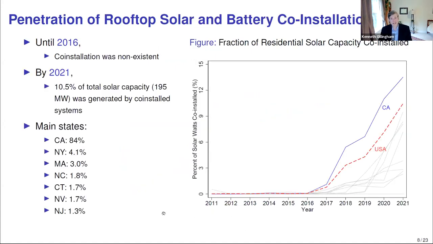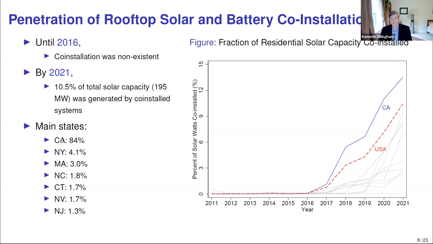You can look at across states too. So as I said, until 2016, this wasn't even a market. I mean, this is all pretty new. By 2021, about 10% of total solar capacity, of those installed in 2021, was co-installed systems, right? So it's starting to become a reasonable part of the market. It's increasing further. Actually, to the best of my knowledge, we don't have the data for it, but we know that these are the trends.